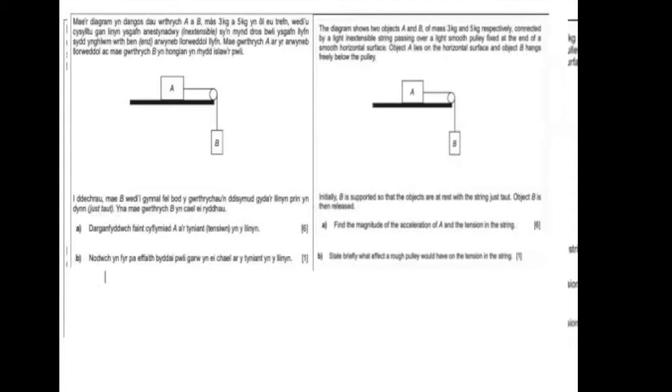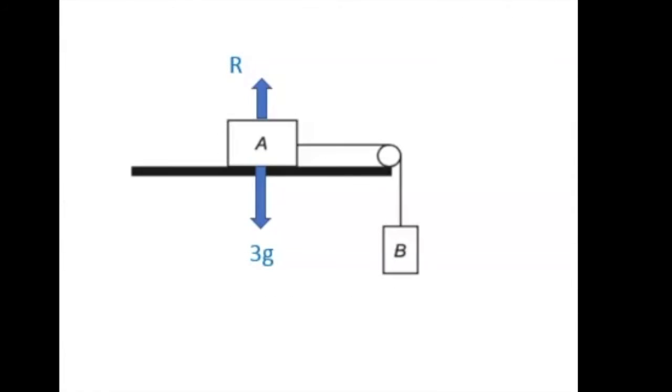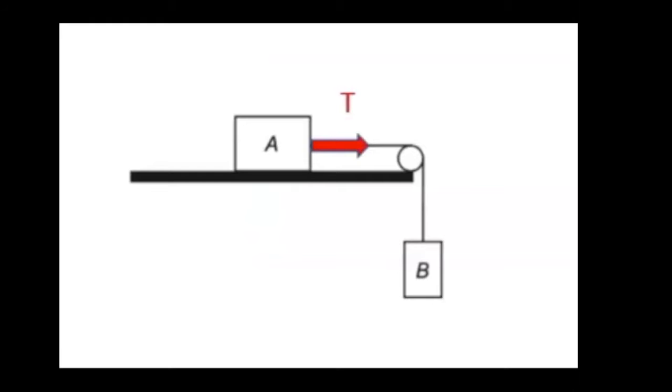Let's consider the vertical forces on A. A has a weight of 3g newtons, and there is a normal reaction acting vertically upwards on A. But these forces must cancel each other out, as A can't move higher or lower. It has got to stay on that level surface. Now let's consider the horizontal forces on A. The only horizontal force on A is the tension in the string. A feels as if it is being pulled to the right.